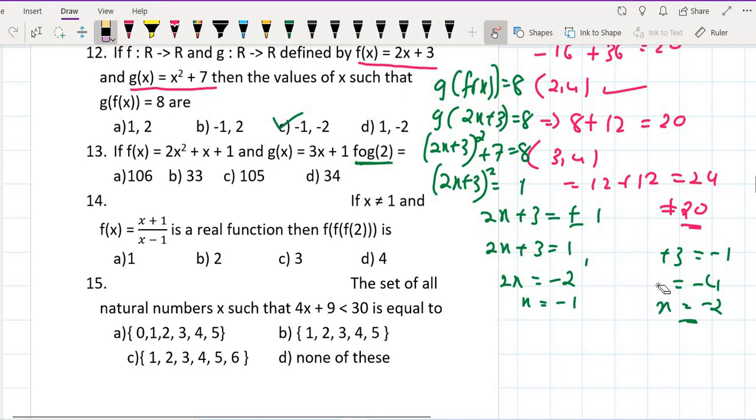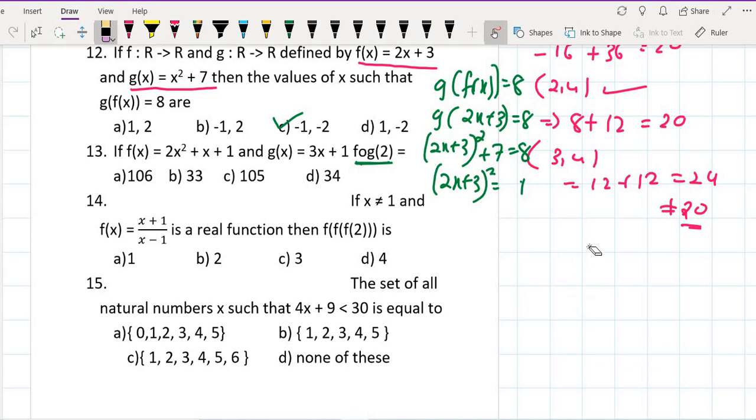You have to write f composite g, then write it as f of g of x, right? Wait 1 second, I'll rewrite. So the question is f composite g of 2. How to simplify this? You have to replace this sign by a bracket, f of g of 2.